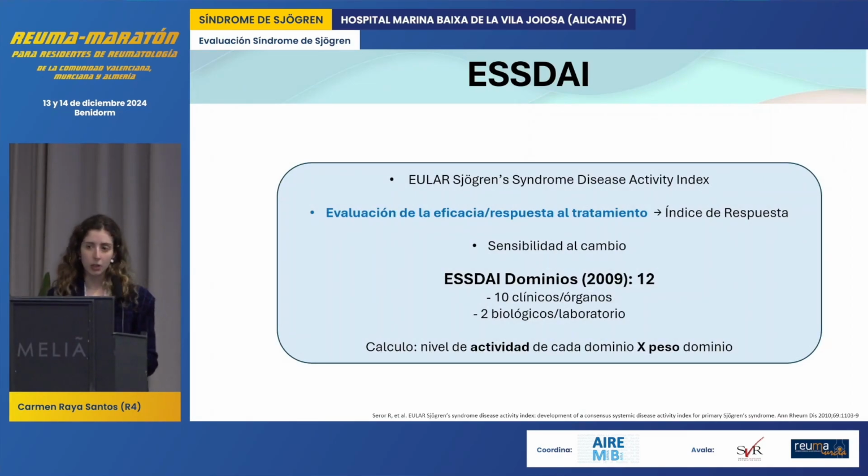It is sensitive to change and evaluates 12 domains, 10 clinical or organ-related, and 2 biological or laboratory-based. And for the calculation, both the activity level of each domain and its assigned weight must be taken into account. Now, we'll look at some examples because it's not complicated, but it can be a bit confusing, although there are also online calculators.